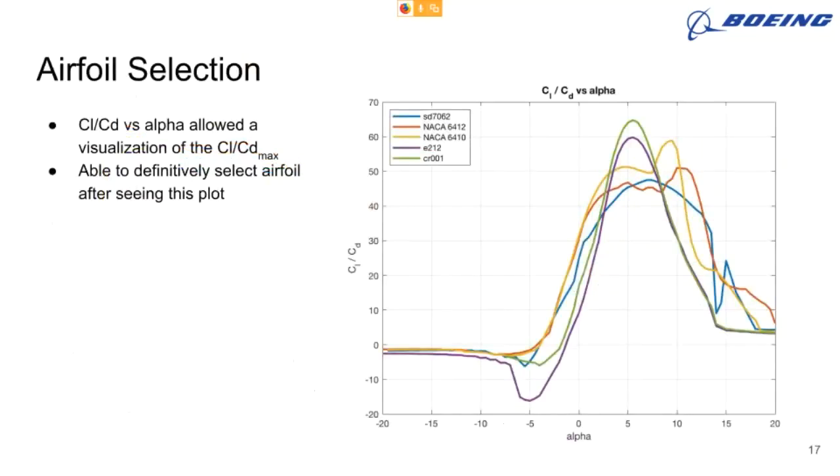This is our lift over drag ratio graph, and basically an airfoil with a high lift over drag ratio produces a large amount of lift and a small amount of drag, and it's an indication of our aerodynamic efficiency. So as you can see, the CR 001 has the highest L over D, followed by the Eppler E212, but the SD7062 has its high spread out over a larger angle of alpha. So next graph.